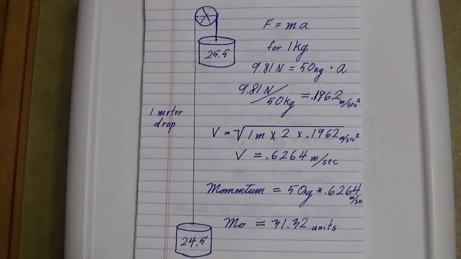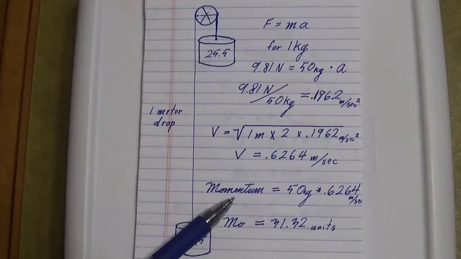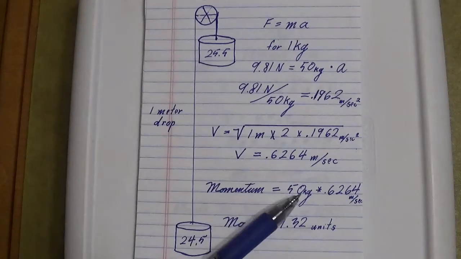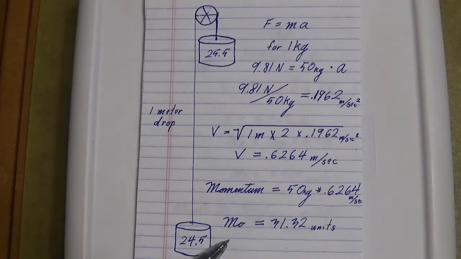You can check it on the internet, and you'll see thousands, well, hundreds at least, probably literally thousands, of these Atwood machines being experimented with. So the momentum of the system, the total system, is 50 times this velocity, which will give you 31.32 units of momentum.